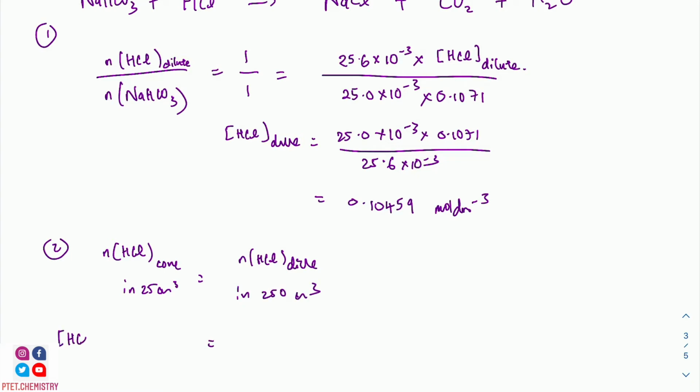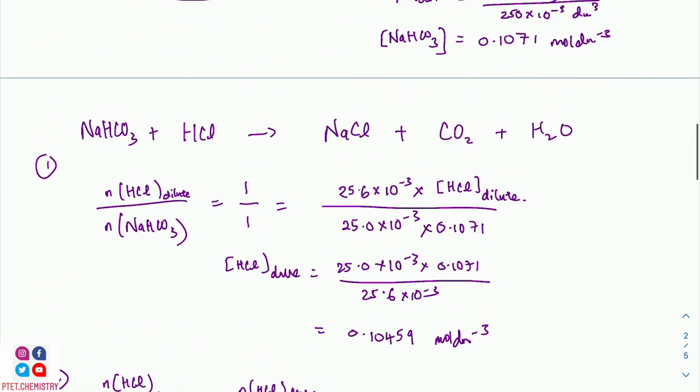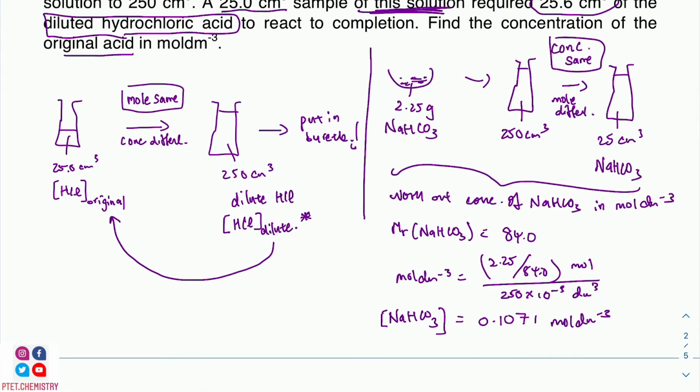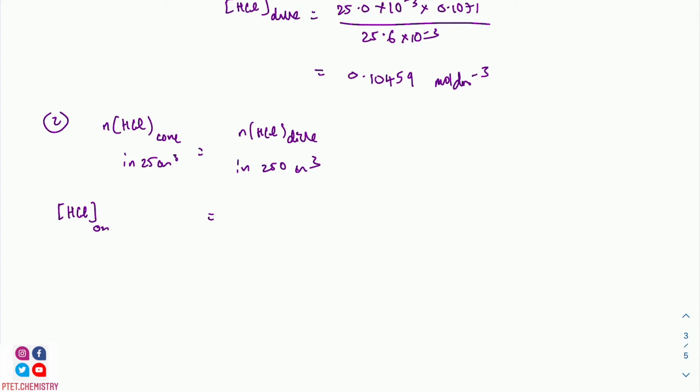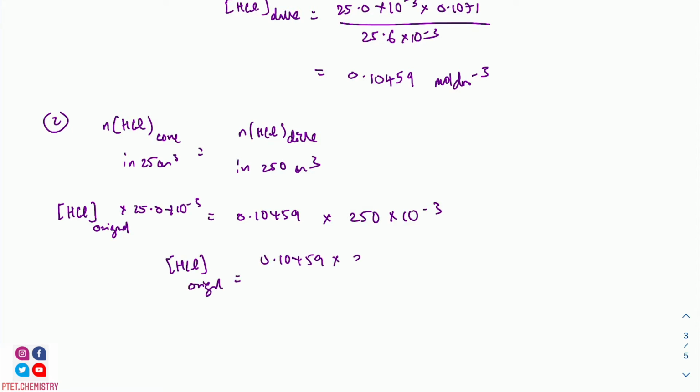I want the concentration of the HCl in the concentrated solution, meaning in the original solution. That means it's original times 25.0 times 10 to the minus 3. I know the concentration in the dilute HCl, that is in 250 cm cube of solution that I make up. So I convert that into dm cube. Therefore, the HCl original is, well, you can hopefully tell that it's actually 10 times bigger. And you can see that the volume factor there gives you 10 times bigger the concentration.